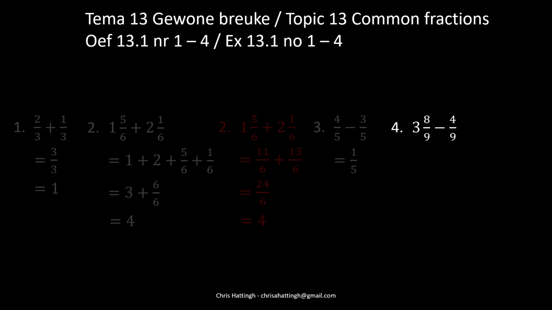Number 4, you're going to subtract 4/9 from 8/9. So this will give you 3 and 4/9. The preferred method is to convert your mixed number to an improper fraction. That will give you 35/9 minus 4/9, which will give you 31/9. And if you convert it back to a mixed number, you'll find 3 and 4/9.